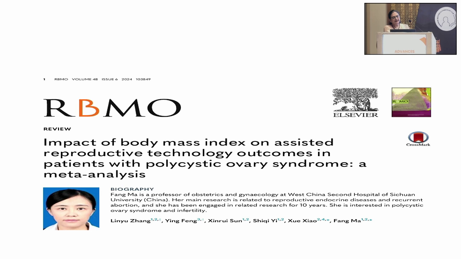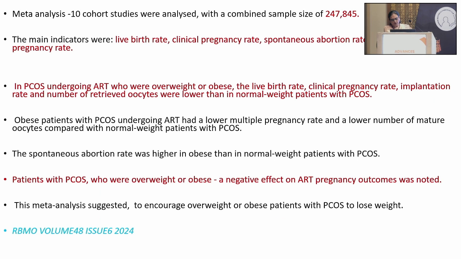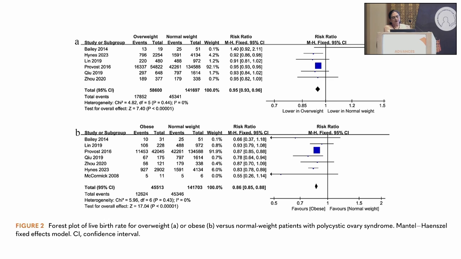Now this is again recent, 2024, a meta-analysis of the impact of body mass index on obese women with polycystic ovaries, and they found that in PCOS women undergoing ART who are overweight or obese, the live birth rate, clinical pregnancy rate, implantation rate and retrieved oocytes were less than in normal-weight patients. So patients with PCOS who are overweight had a negative effect on ART and ART pregnancy outcomes. I took just one statistical part of it. The live birth rate was found to be reduced both in the overweight as well as in the obese.